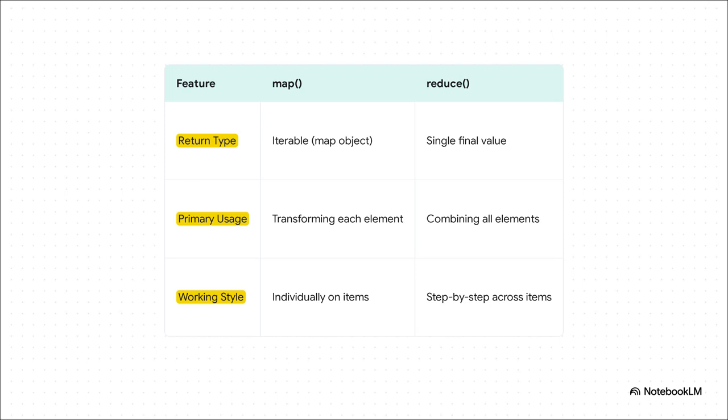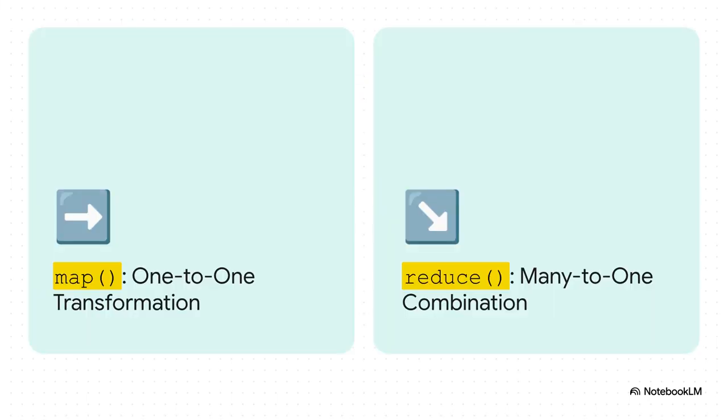And that really points to their main purpose, right? Map is for transforming each thing on its own, while reduce is all about combining everything together, step by step. So if you're going to remember one thing, let it be this. Map is a one-to-one transformation. If you put 5 items in, you get 5 transformed items out. But reduce is a many-to-one combination. You put many items in, and you only get one single result back out.